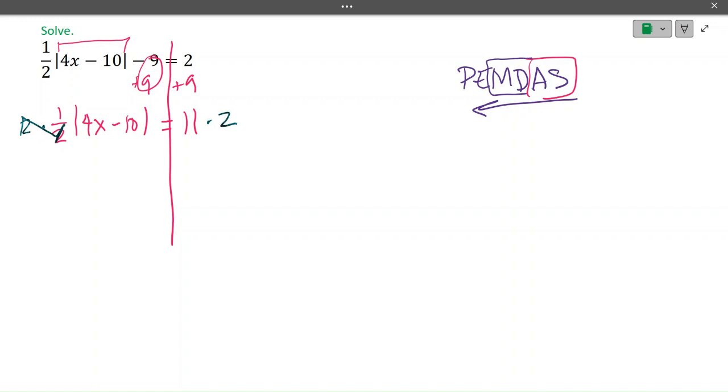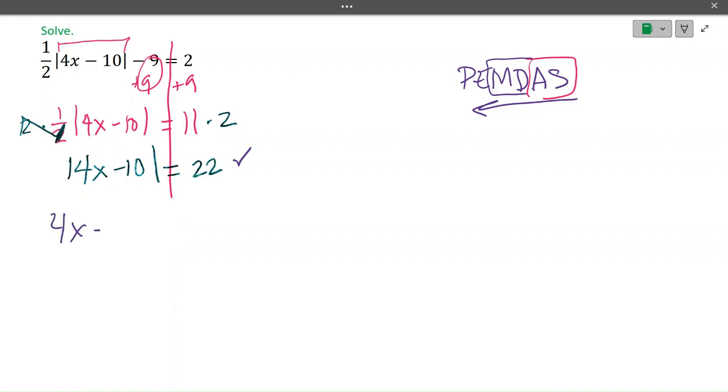So when I do that, this becomes a 1, and I'm left with absolute value of 4x minus 10 equals 11 times 2, which is 22. Also, 11 divided by half is 22. So you get the same thing. So good news, we're to the point where we're going to do our check. Is the absolute value equal to a positive number? Yes, it is. So now we're just going to go ahead and divide our equation into two separate equations.